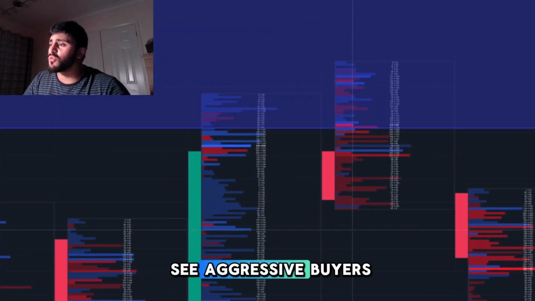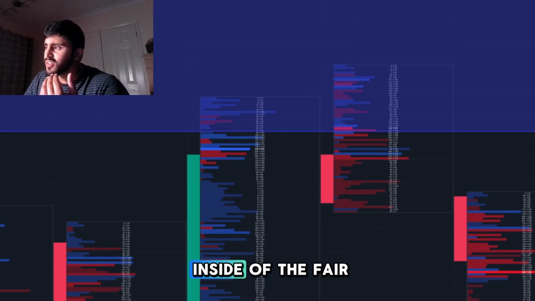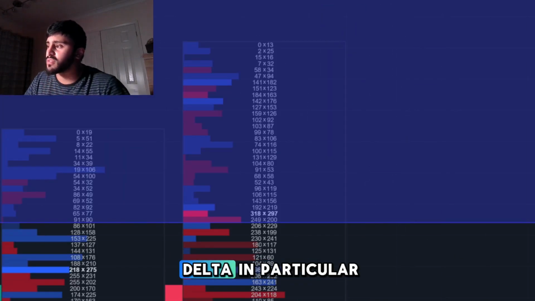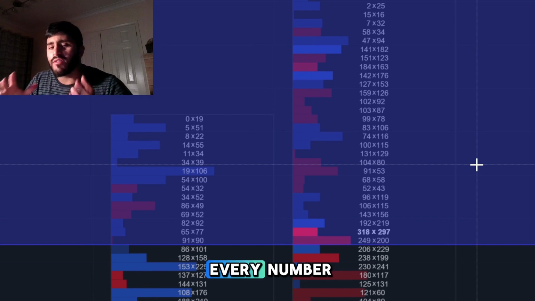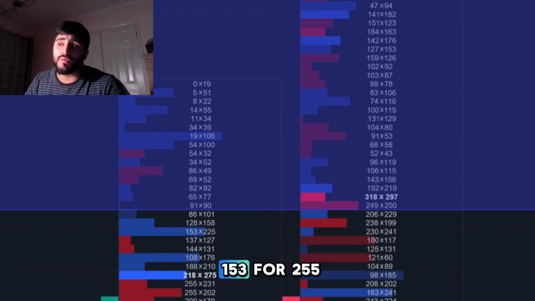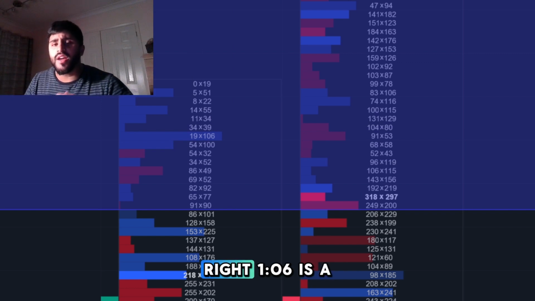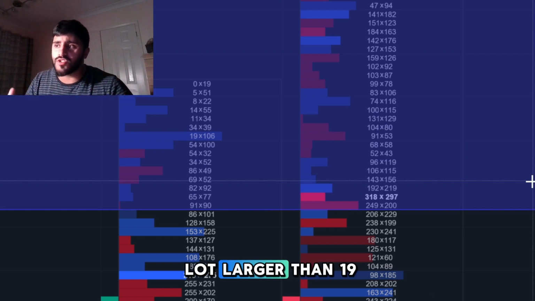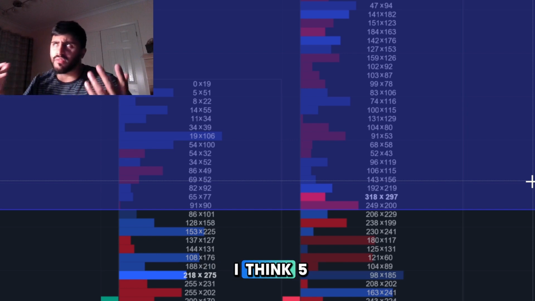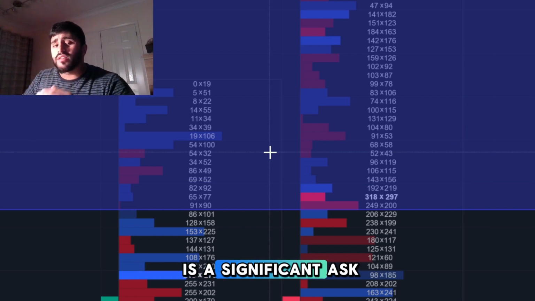The reason we can see aggressive buyers over here is because we've come into the ICT fair value gap. And inside of the fair value gap, we see some blue delta in particular. I'm not reading every number. I'm only reading certain numbers which stand out to me. Here we see 153 for 255. Here we see 19 for 106. If we focus on the 19 for 106, 106 is a lot larger than 19, probably by a factor of five or six. So really what's happening is a significant ask volume.